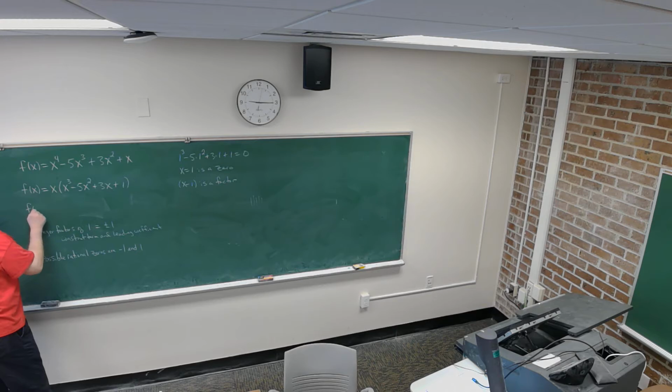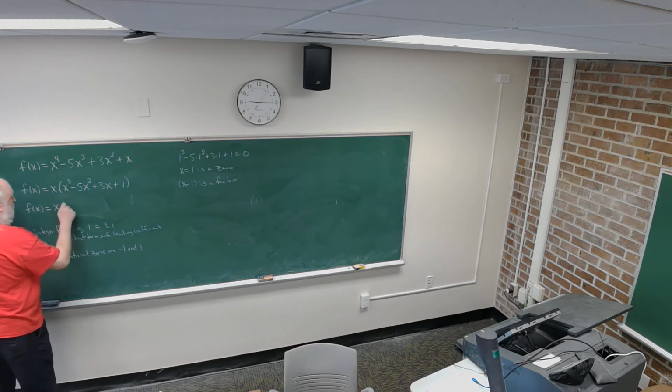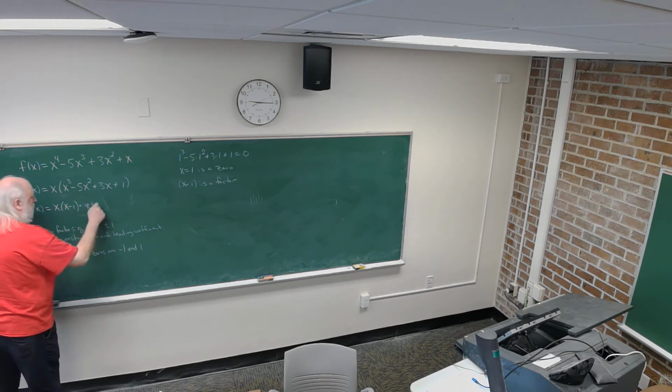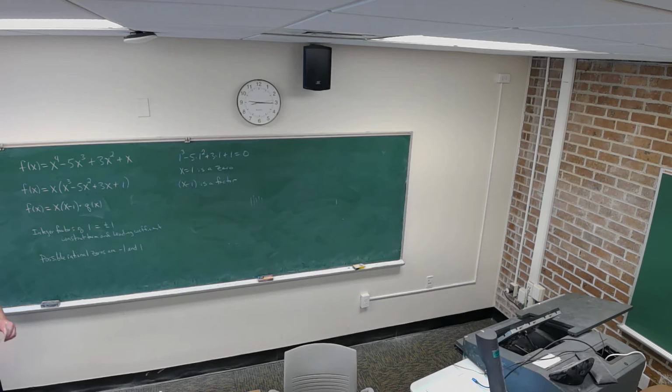So f of x factors into x times x minus 1 times some unknown quadratic q of x. This is a third degree polynomial. X minus 1 is one of its factors. And so x minus 1 times some unknown quadratic, right, equals this third degree polynomial. Okay.